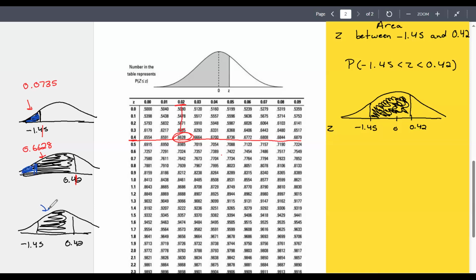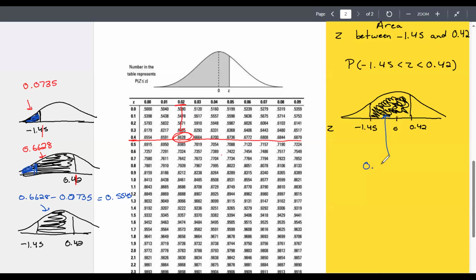All I need to do to figure out this area in the center is take my 0.6628 and then subtract the 0.0735. Basically I'm taking the smaller area and subtracting from the bigger area, because that's going to tell me what is in between them. So we'll have 0.6628 minus 0.0735. And we're going to get 0.5545. I'll write that again over here.